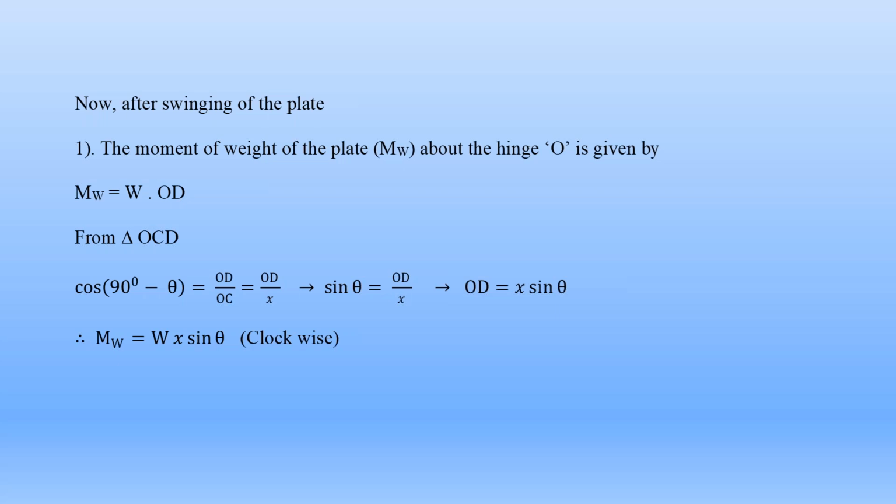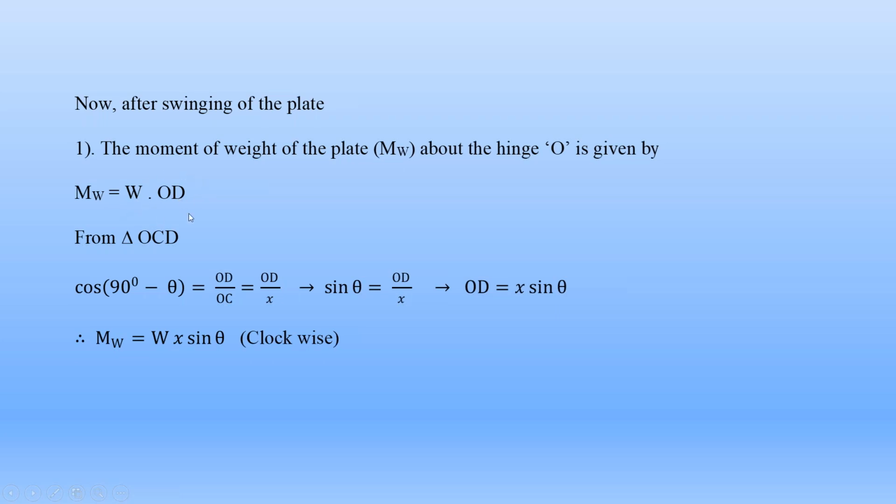Force Ft passes through the hinge point O. So the moment of force Ft about hinge point O is 0. Then the second force is the weight W of the plate. The moment of weight W of the plate about hinge point O is W into OD. W is the force, OD is the perpendicular distance. So the moment of the weight of the plate about the hinge point O is W into OD.